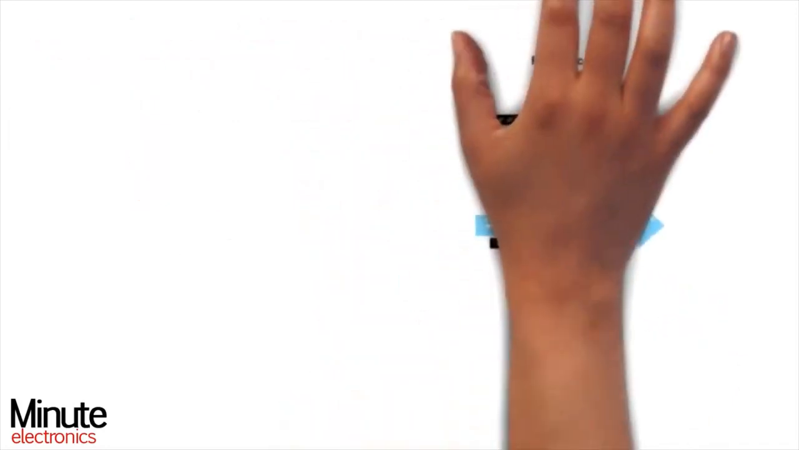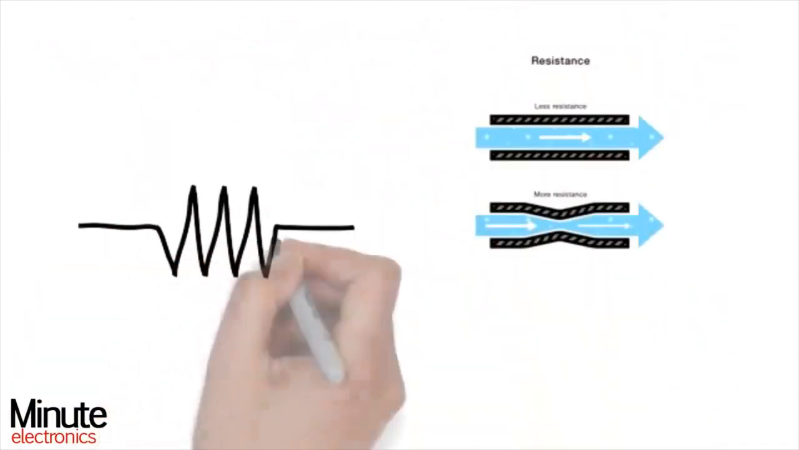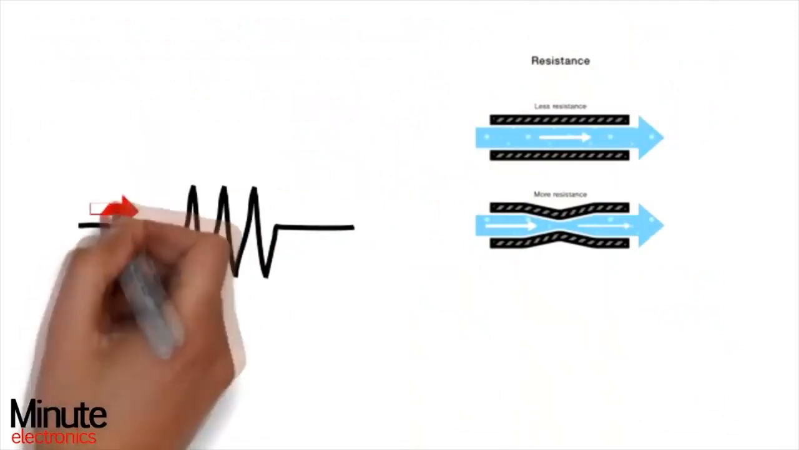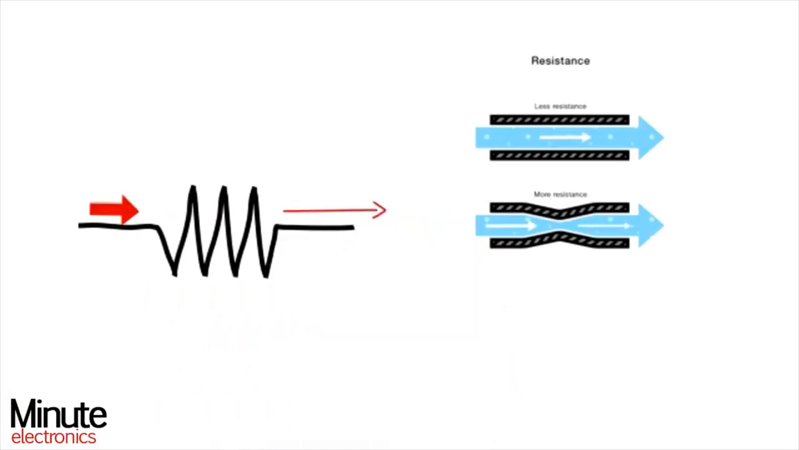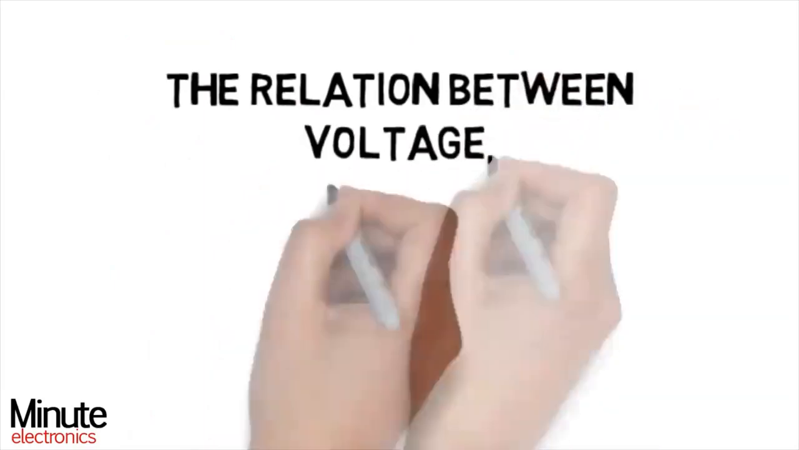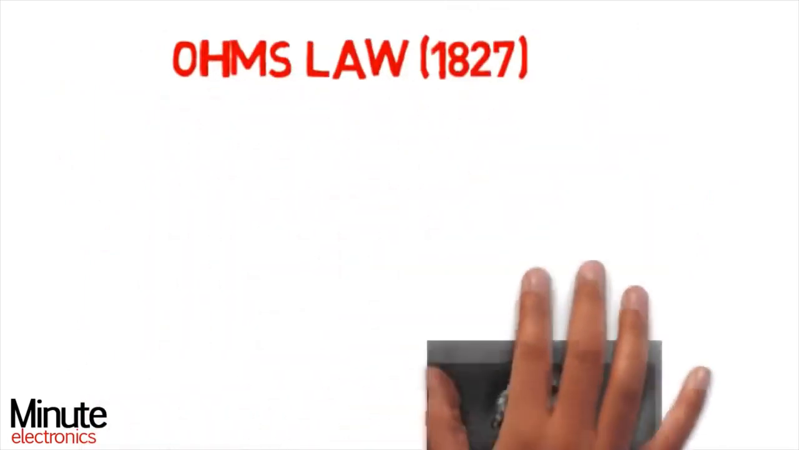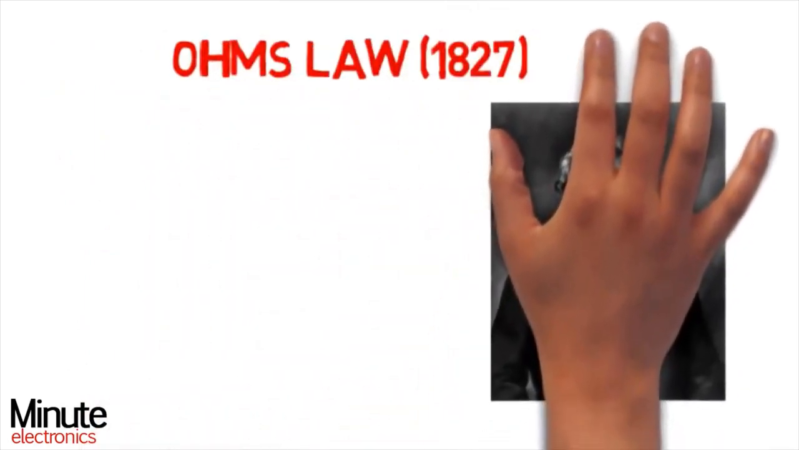To explain the definition more clearly, we take an example of water flowing through a pipe. It is the same as current flowing through an electrical circuit. But if we make the tube narrow at any point, then the water flow reduces. A resistor is the same as that narrow tube and it opposes and reduces the flow of current through it. The relationship between voltage, current and resistance is given by Ohm's law. Mr. Ohm was a German scientist who discovered Ohm's law in 1827.